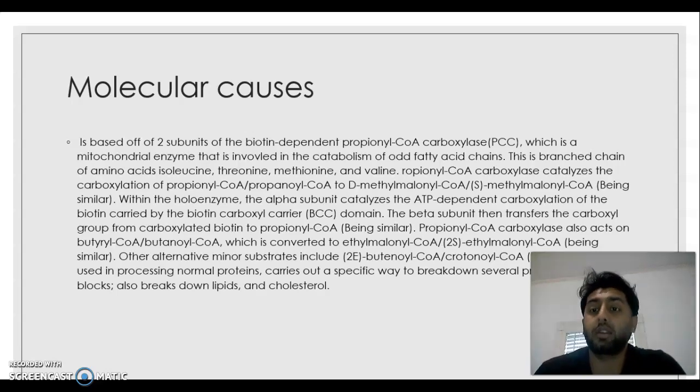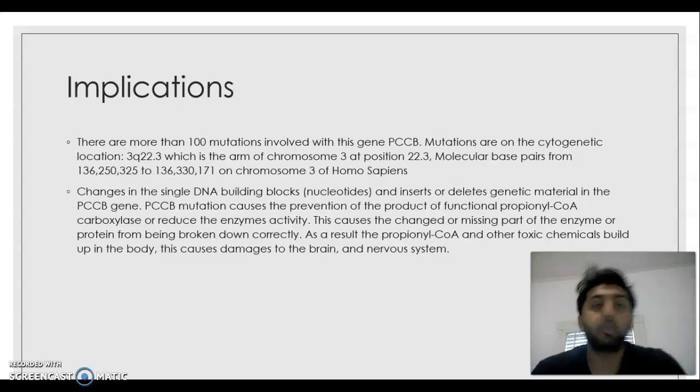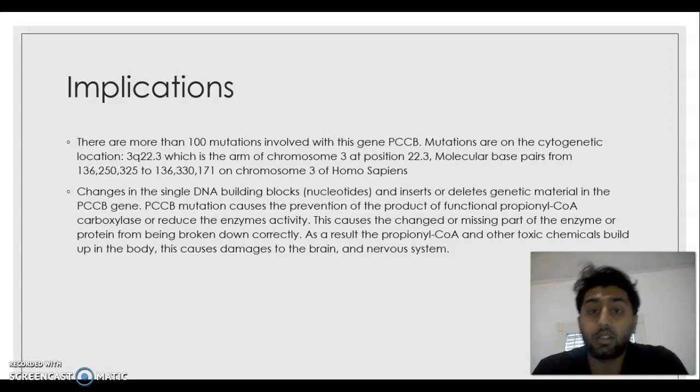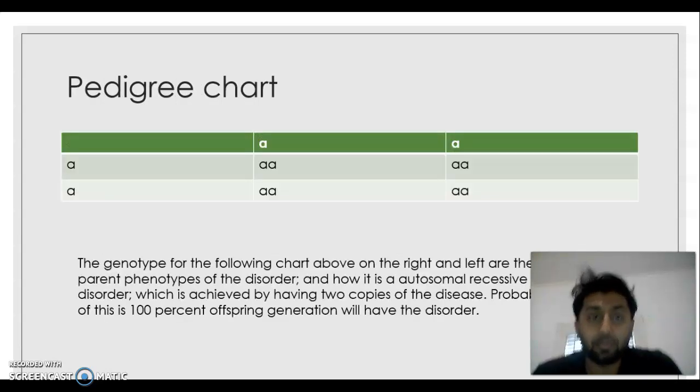It carries out a specific way to break down several protein building blocks. It also breaks down lipids and cholesterol. Implications: there are more than 100 mutations involved with this gene, PCCB. Mutations are at the cytogenetic location, as shown, and involve changes in single DNA building blocks, nucleotides, and insertions or deletions of genetic material in the PCCB gene. The PCCB gene mutation prevents the production of propionyl-CoA carboxylase. This causes a changed or missing part of the enzyme, so protein is not broken down correctly.